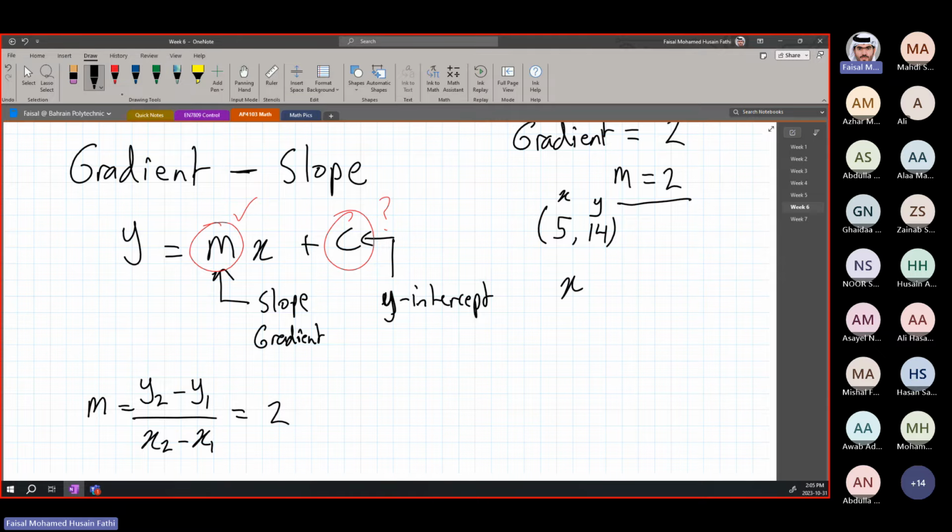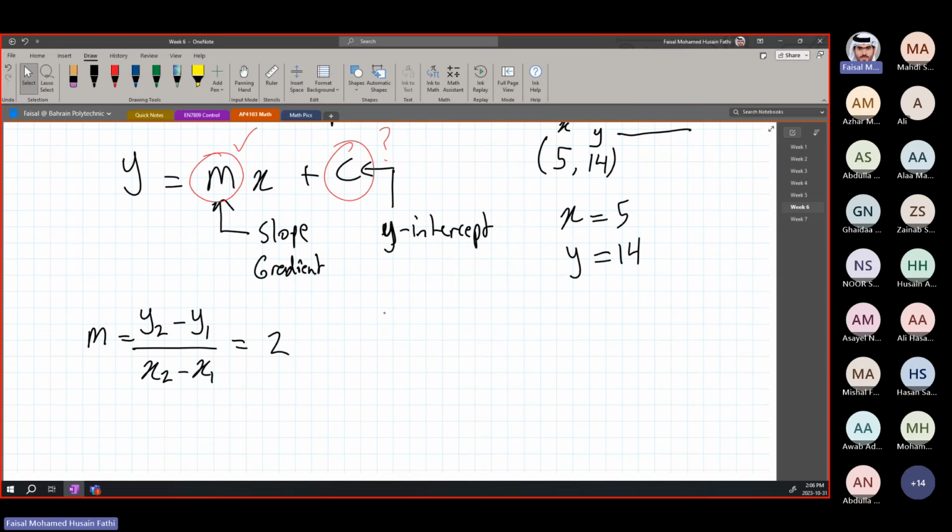x is equal to 5. y is equal to 14. All you have to do is substitute the x and y back into the equation. So x is 5, and for y you have to substitute the y value. So the equation will be something like this.